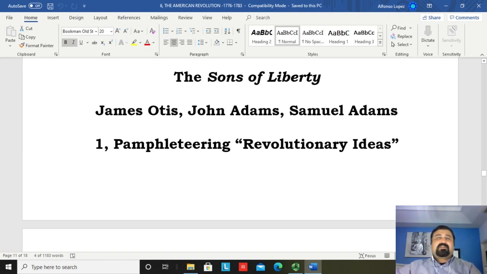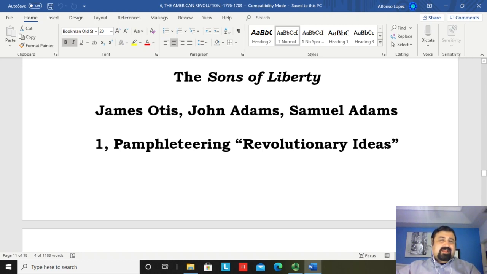But the leaders of the Sons of Liberty were James Otis and John Adams. John Adams will eventually become the second President of the United States, by the way. So we see the early rise, if you will, of John Adams on the scene, and he's going to be one of the forerunners of the independence movement in Massachusetts, and Sam Adams as well.